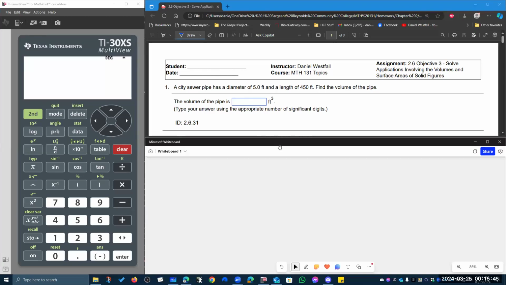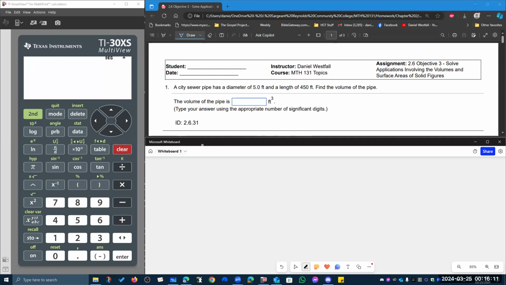In this video, we're going to talk about 2.6 Objective 3, where we solve applications involving the volumes and surface areas of solid figures. I haven't used this setup in a little bit, but we're going to have some problems that require a lot of extra work. So I've got the whiteboard here to work out the problems. You can see the problems up top here, and you'll see what I'm doing on my scientific calculator on the side. Let's go ahead and get started.